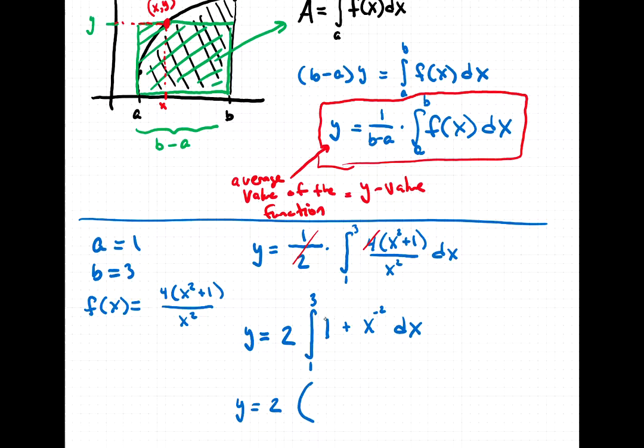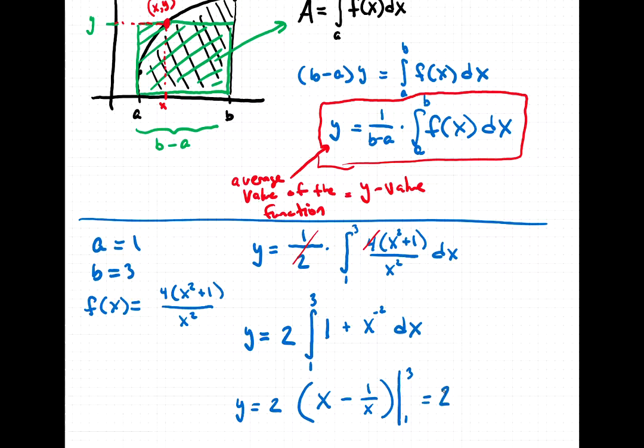The antiderivative of 1 is x. And the antiderivative of x to the negative 2, well, applying the power rule for integration, we add 1 to the exponent and then divide by that new exponent. So x to the negative 1 divided by negative 1. So that would be minus x to the negative 1 power, or minus 1 over x. All right, and we're evaluating this according to the fundamental theorem of calculus from 1 to 3. So we plug in 3 for x, and then we plug in 1 for x, and then we subtract the results.